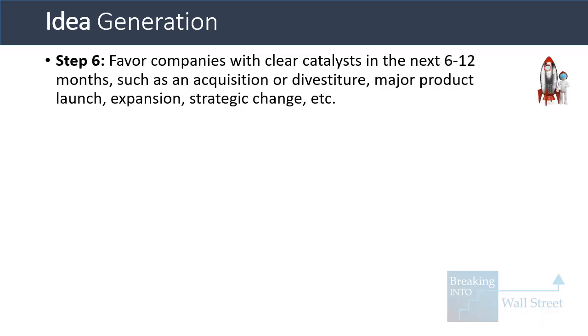And so now the final step to pick a winner here and to decide is that you generally want to favor companies with clear catalysts in the next 6 to 12 months, such as an announced acquisition or divestiture, a major product launch, a major expansion plan, a strategic change, something like that.